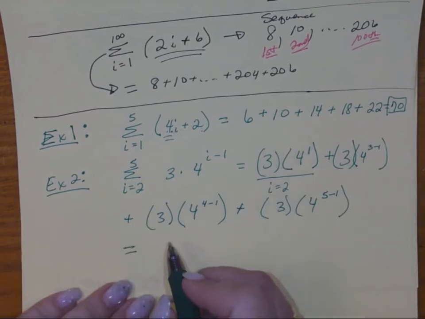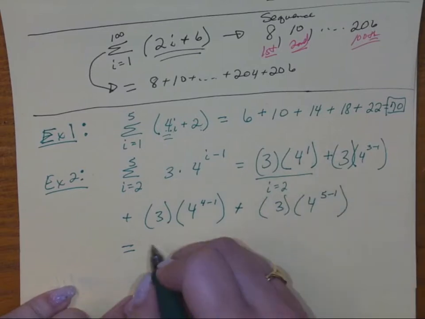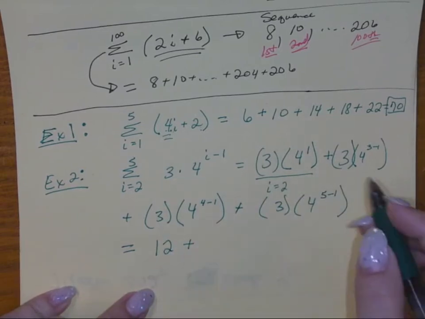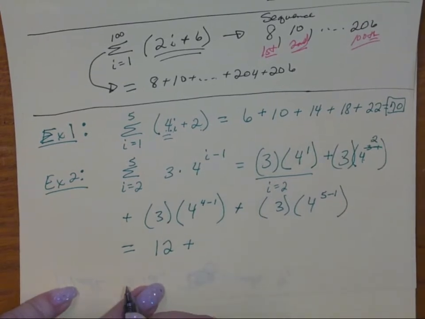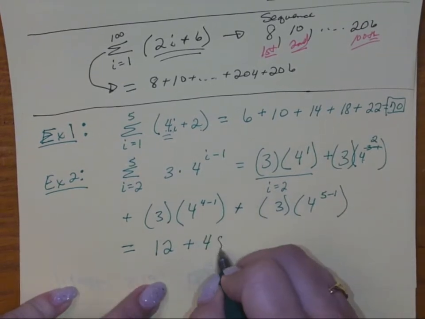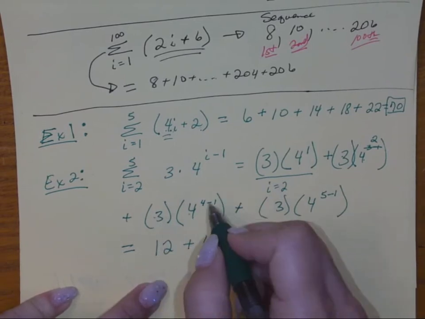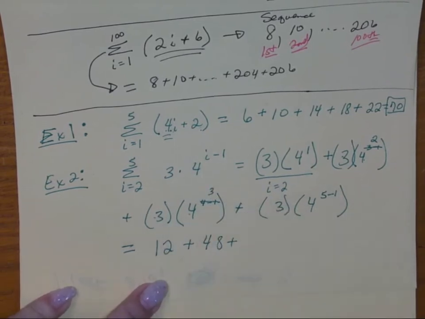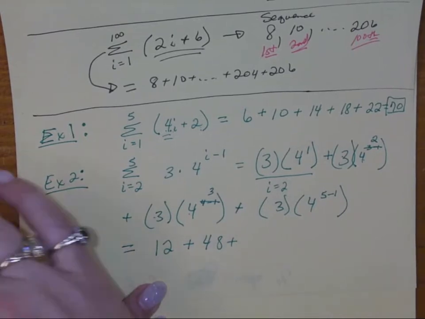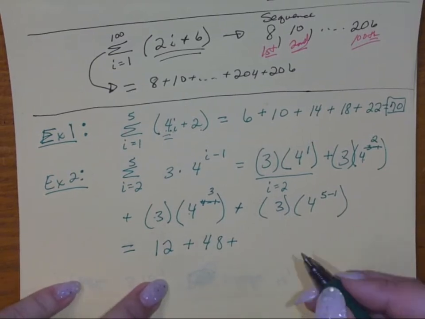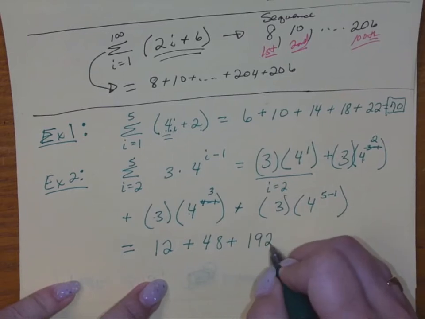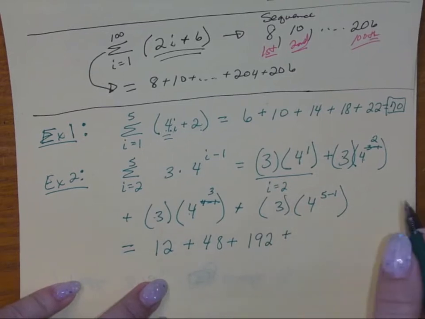So my summation is going to be equal to 3 times 4, well that's a 12, plus 3 times 4 squared, well 4 squared is 16 times 3 is 48, plus 3 times 4 to the third, right? 4 minus 1 is 3. 4 to the third, I don't know what that is off the top of my head, so I'm going to do it on my calculator. Oh, I did know that. It was 64. 64 times 3, I actually cheated and wrote it down earlier, is 192. Check me and make sure.